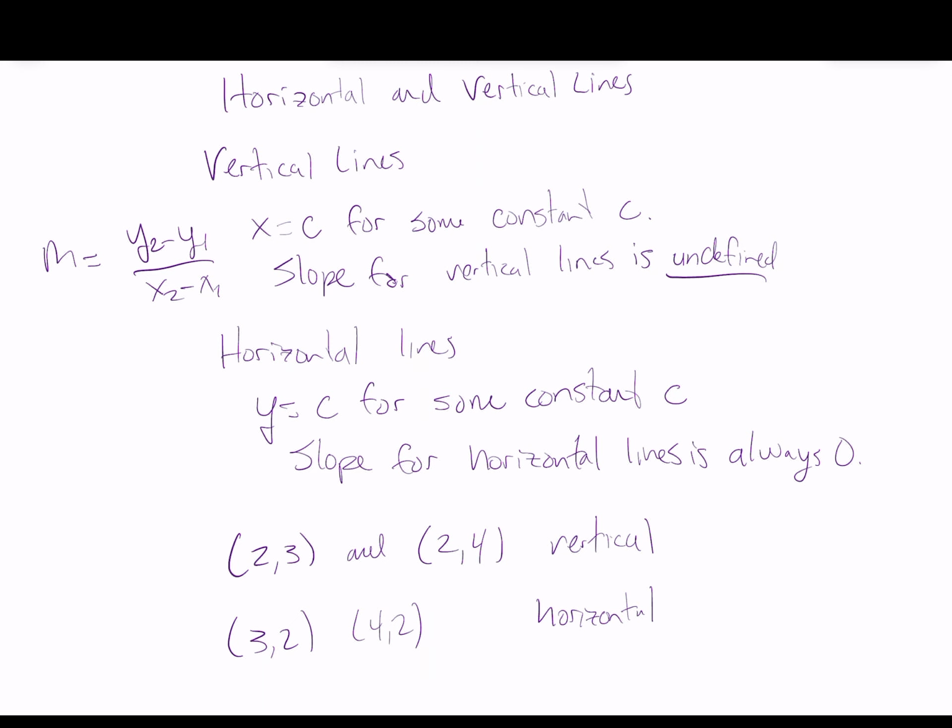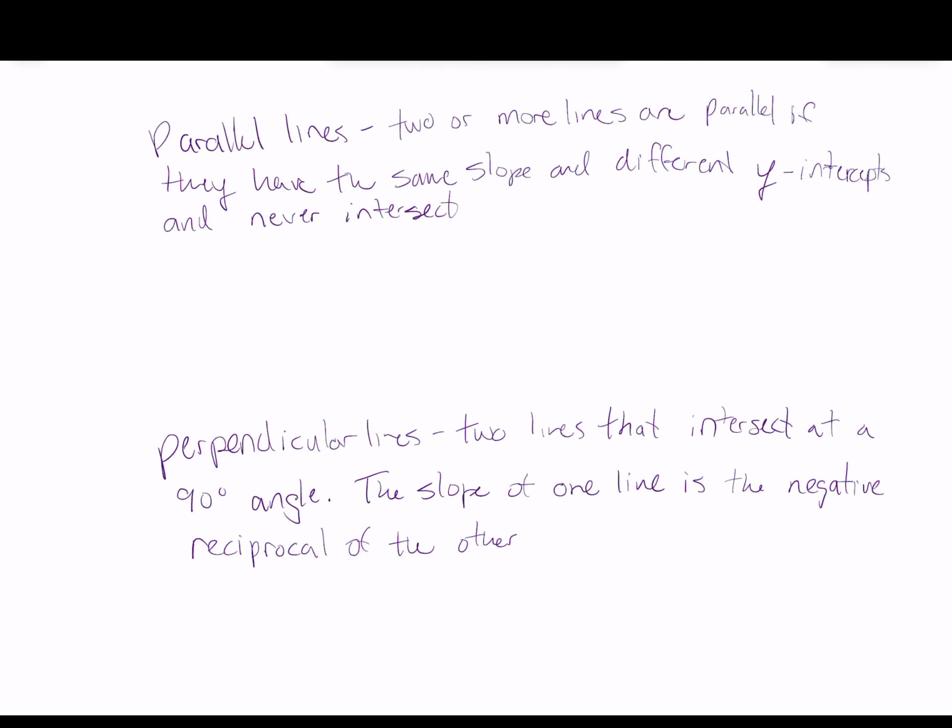Another interesting topic that we can consider with linear equations is whether lines are parallel or perpendicular. And we'll discuss what that means in just a moment. Okay, let's consider parallel and perpendicular lines. What does it mean to be parallel or perpendicular? Well, parallel lines are 2 or more lines that are considered to be parallel if they have the same slope and different y-intercepts and never intersect. That's one of the properties.